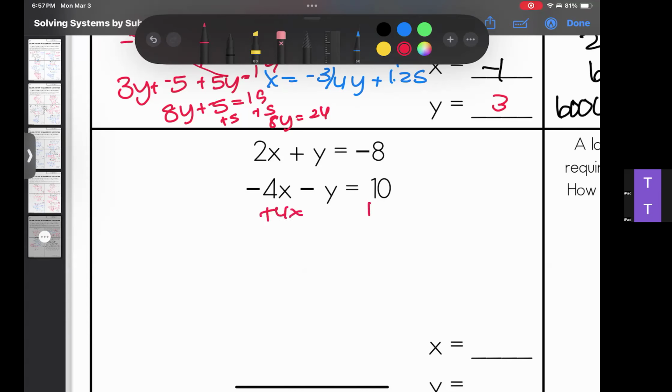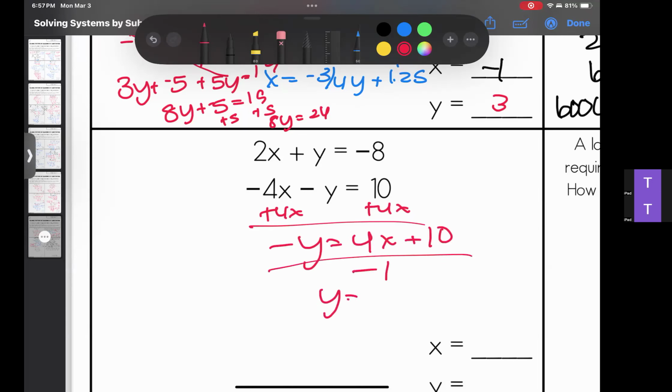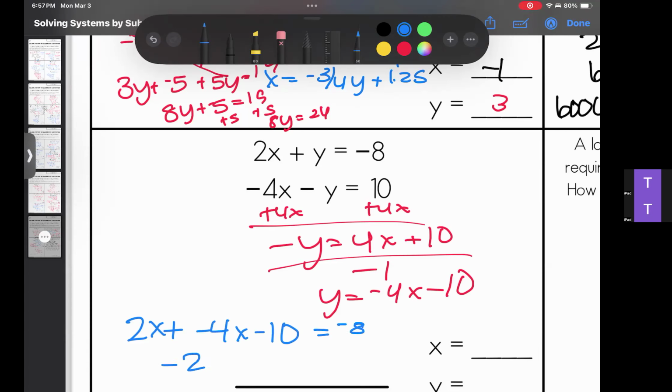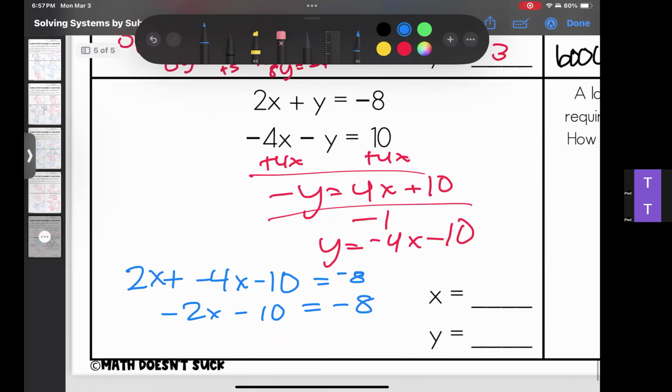Add 4x, negative y equals 4x plus 10 divided by negative 1. Y is equal to negative 4x minus 10. Because we cannot have a negative y. 2x plus negative 4x minus 10 equals negative 8. Don't forget your signs. Negative 2x minus 10 equals negative 8. Add 10 to both sides. Negative 2x equals 2. X is equal to negative 1.